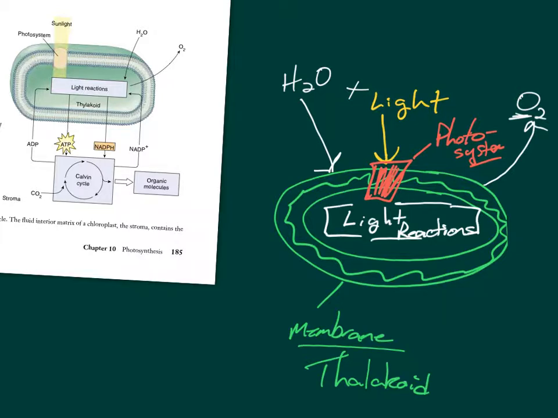But what do you think the night reactions or dark reactions are going to be involving? If this is the oxygen and the water and the light, what's the dark reactions going to have? CO2. And then what's it going to produce? Sugar, right? So you already know what the dark reactions are going to do. The question is how, right? Does that make sense?